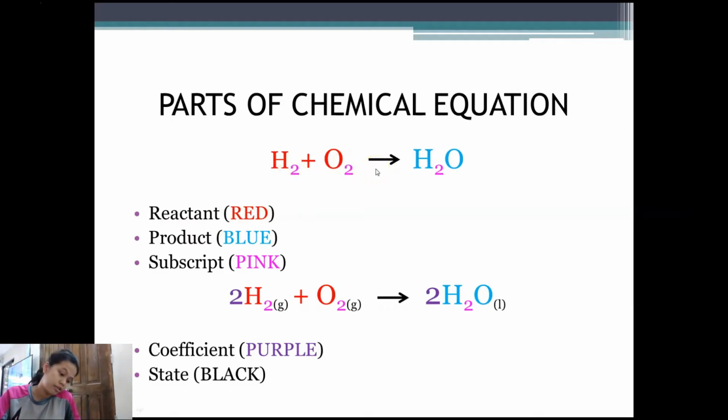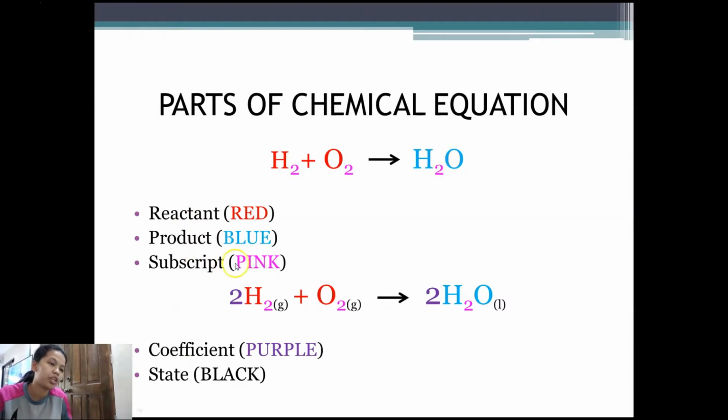A chemical reaction can be portrayed by this arrow. Now, the products. Products are located on the right side of the equation. They are the outcome of a chemical reaction. In our case, we have H2O as our product.